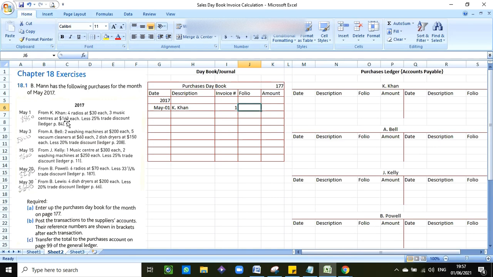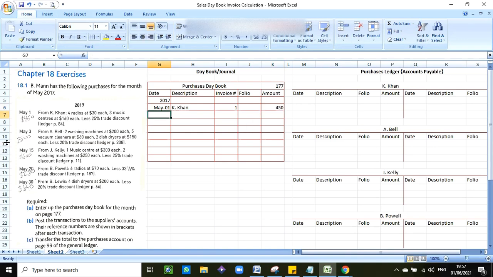Some students write the folio here at this point. I prefer to do it when I start moving the information from the journal to the respective T account. So when I start posting, I do the folio, so I know that I do not miss any of the transactions. That's the proper way how to do it. So the amount is 450.